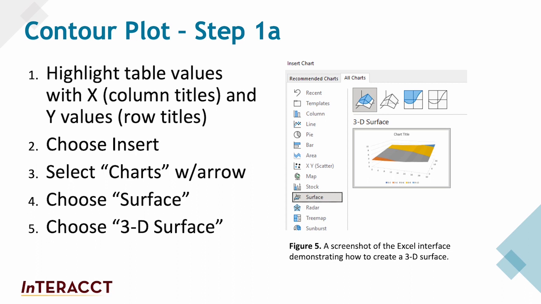Applying a contour plot in Excel is relatively straightforward, but some not so obvious formatting changes are needed to enhance its appearance. First, the table values and the associated row and column distance values need to all be highlighted. Then choose Insert, select Charts using the little down arrow to open all possible chart options, then choose Surface, and then choose 3D Surface as shown in the image of the final drop-down here.